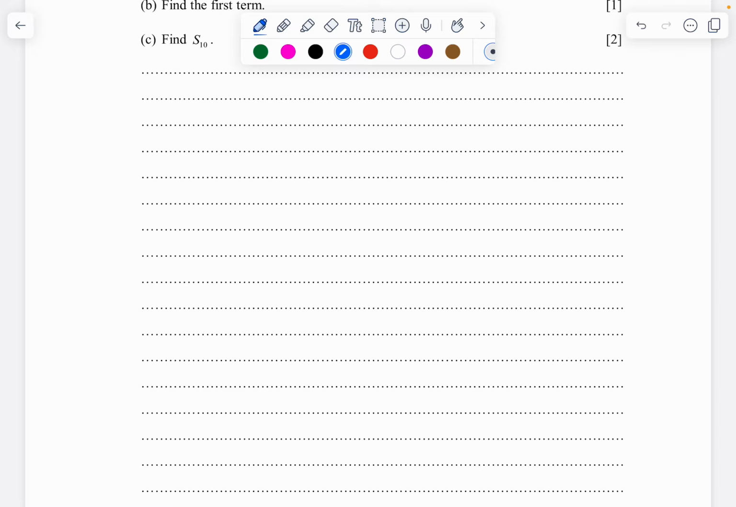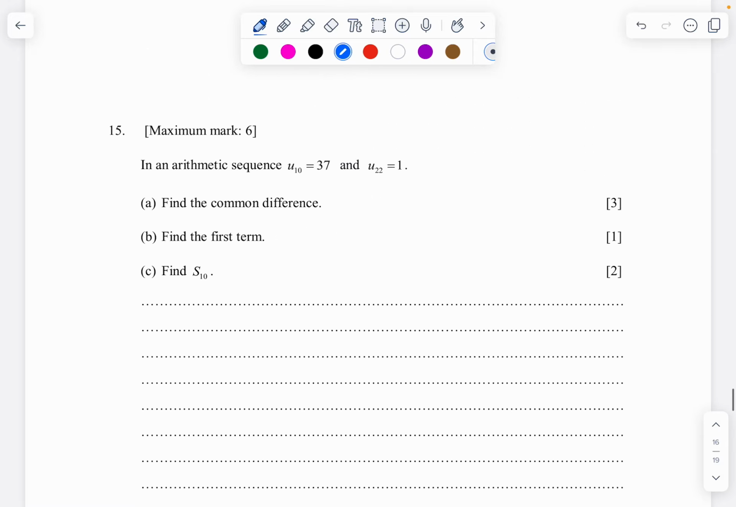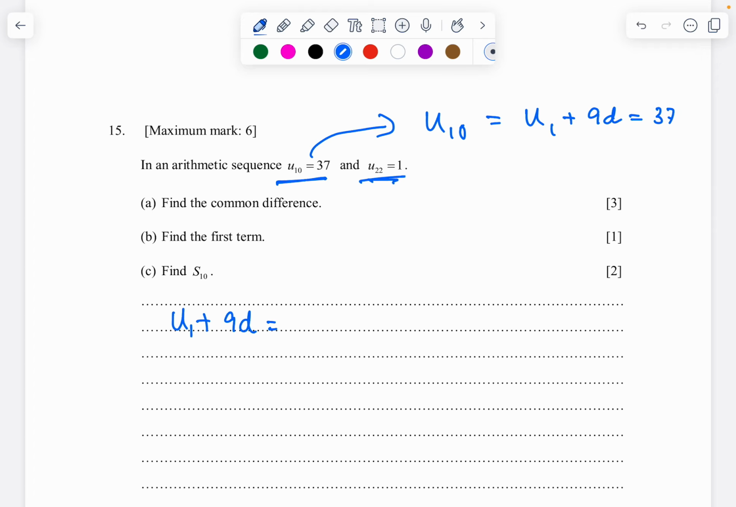Our sequences. Find the common difference. So arithmetic sequence, how do we find the common difference? u2 minus u1, but we don't have u2, we don't have the consecutive terms. So firstly we need to use the other method. So what is the other method? How do we find u10? u10 is nothing but u1 plus n minus 1 times d. So 9d equal to 37. So I'll write here u1 plus 9d equal to 37.